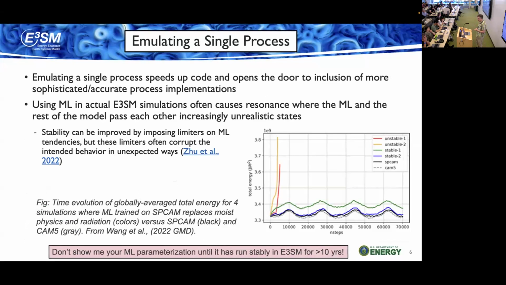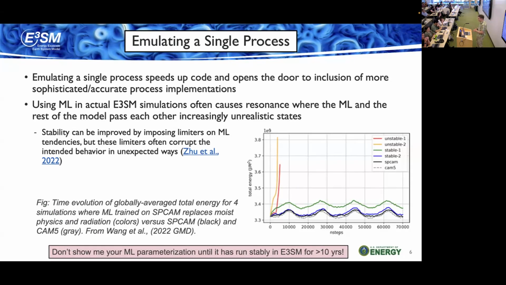And so, you can do this to just speed up your model like we talked about before. It's often also used in order to allow us to bring in a much more sophisticated model than we could otherwise afford, maybe a higher resolution model. So like a large eddy simulation or a bin resolved microphysics scheme, something like that.